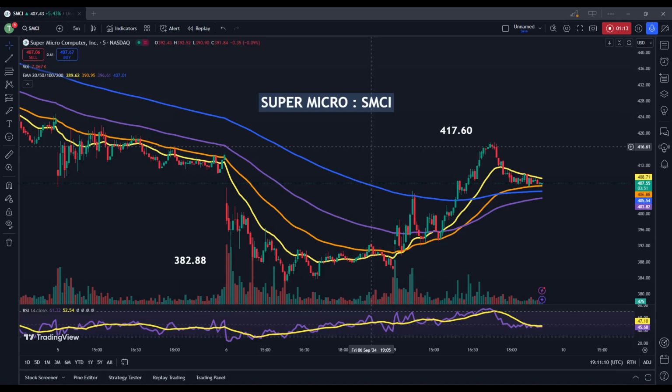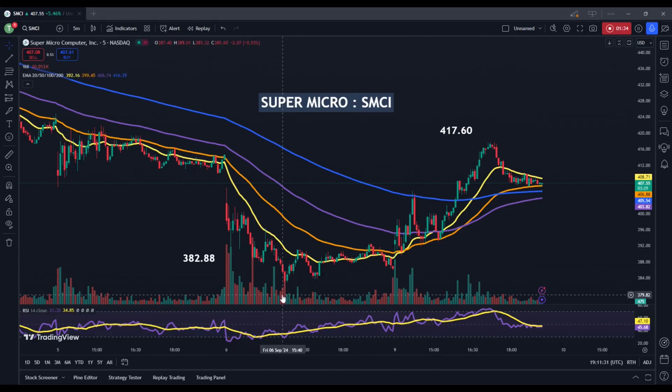So in this video, what we're going to be doing is outlining some important support and resistance levels so that hopefully traders can identify some profitable trading strategies for this stock going forward. So as I said before, this is a short-term time frame. What we're looking at here is the 5-minute price chart. So each candle on this price chart represents a 5-minute trading period.